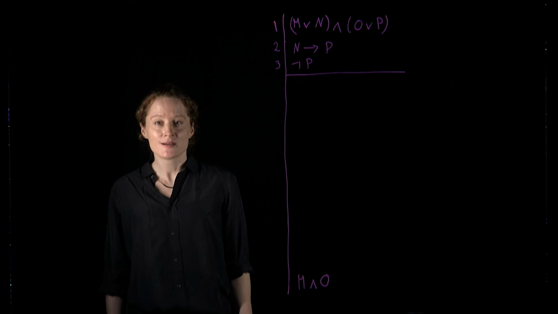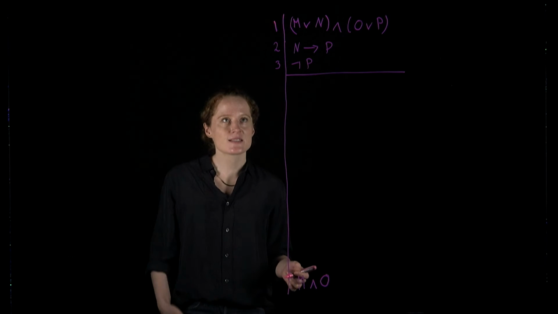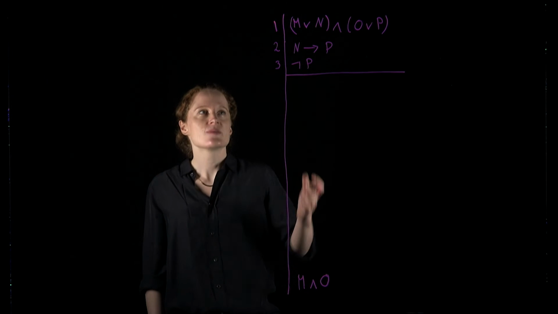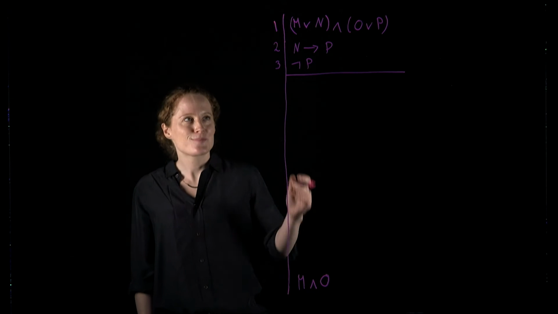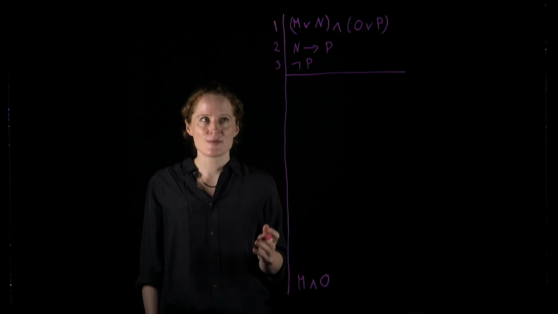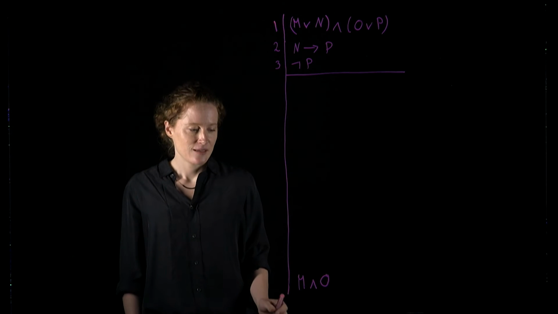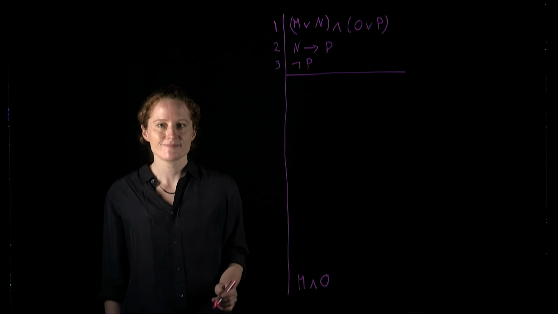Here's a proof illustrating the use of derived inference rules. In this case, we have three premises. The first premise is a conjunction, M or N and O or P. The second premise is a conditional, if N then P. And the third premise is a negated sentence, namely not P. And what we want to establish is a conjunction M and O.